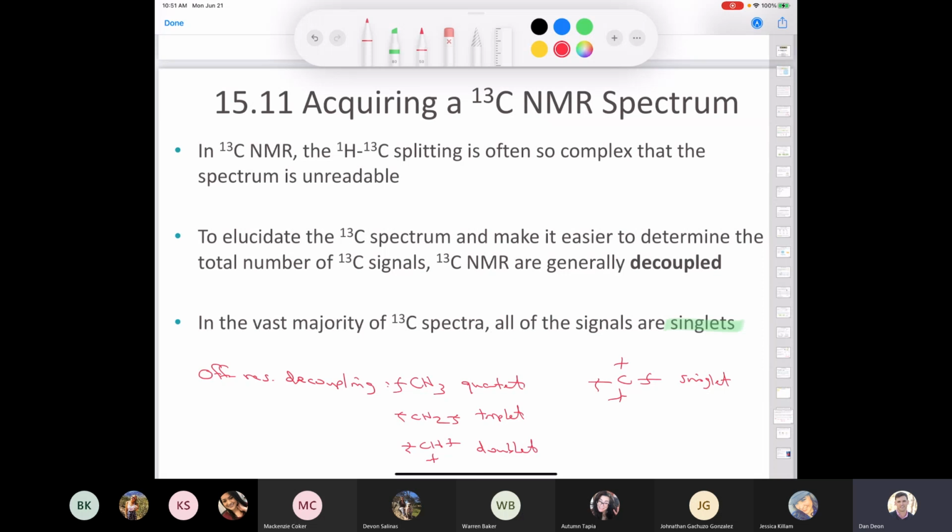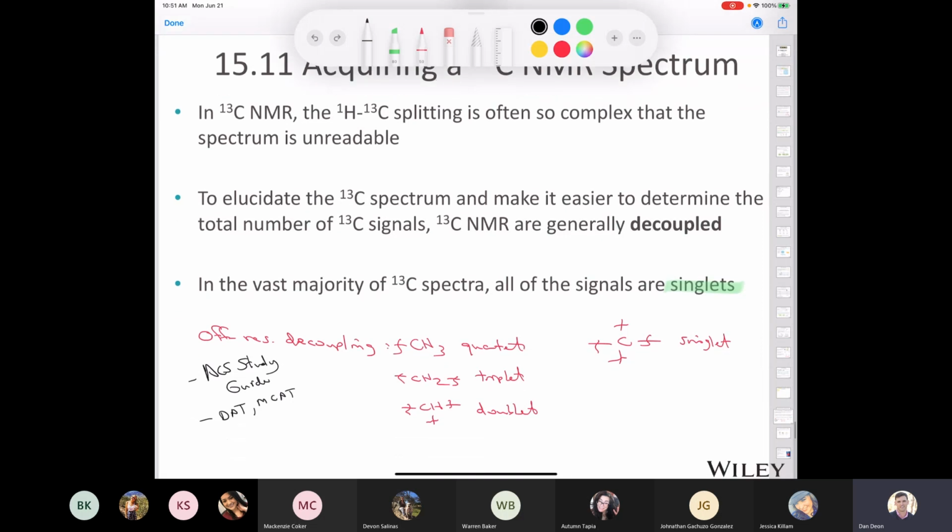Okay, now the reason why it's not in my slides is I just didn't put it in there, but it is in our book. And the reason I bring it up is because if you look at ACS study materials, so ACS study guide, or if you look at some of those MCAT or DAT materials, sometimes they will show you spectra where they do off-resonance decoupling. So I just wanted to mention it to you that it is used from time to time.